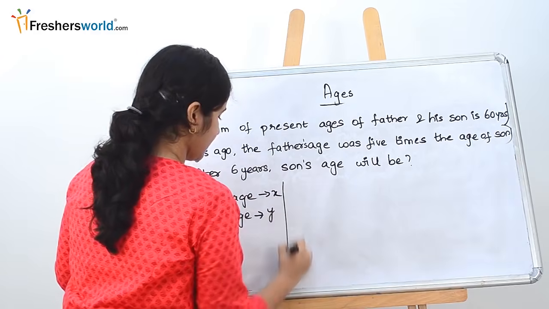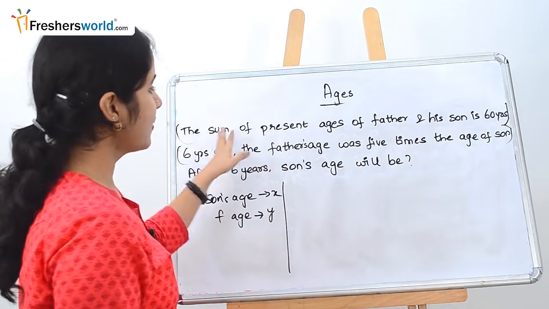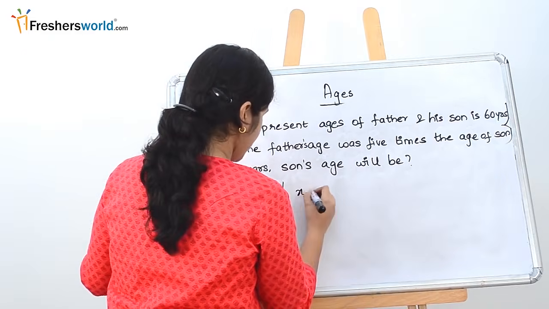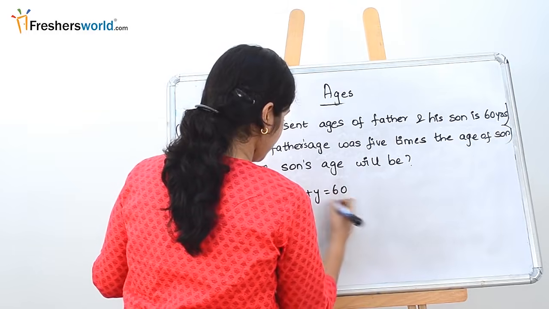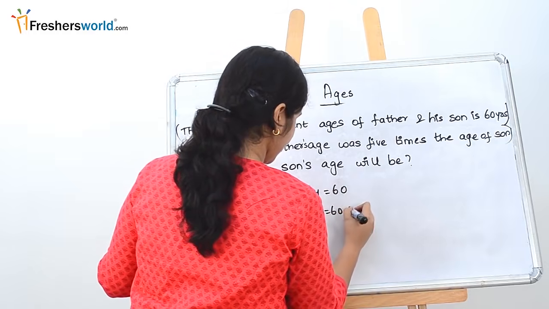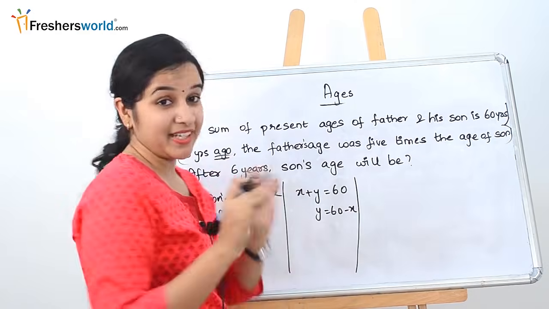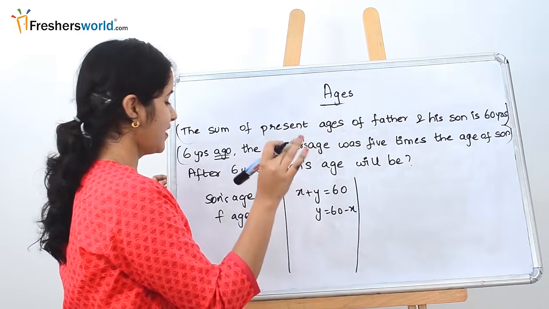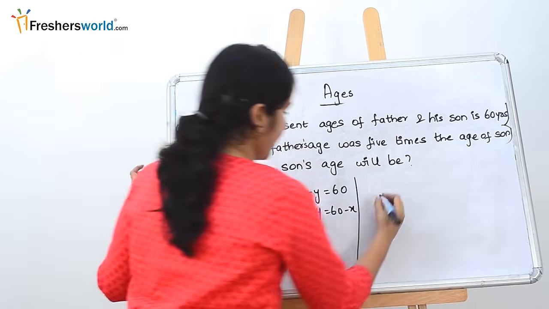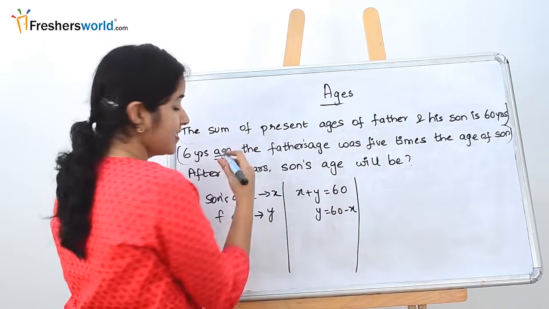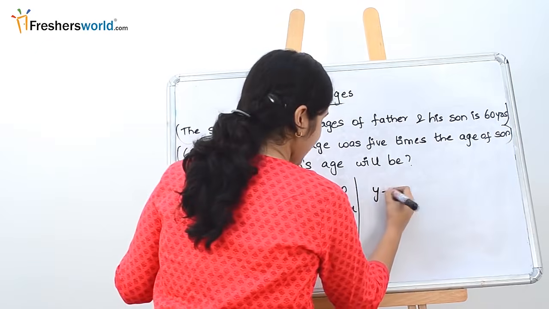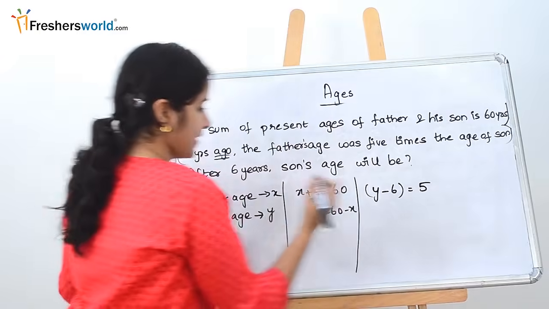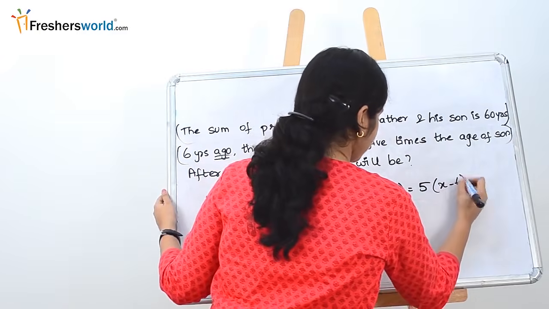Now let's start solving the sum. The first part talks about the sum of the present ages of father and son being 60 years. So the son's age plus the father's age is 60. So Y is equal to 60 minus X. Let's just keep it like that. Now the second part of the sum. 6 years ago, the father's age was 5 times the age of the son. So what was the father's age? Y. 6 years ago means we have to subtract. Y minus 6. The father's age was 5 times the age of the son. The son is X, so X minus 6.